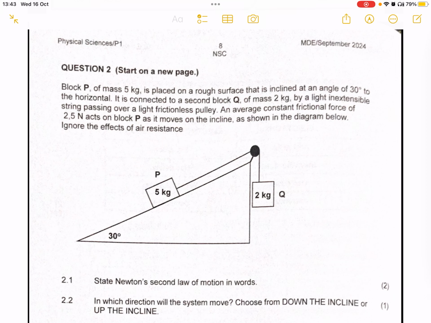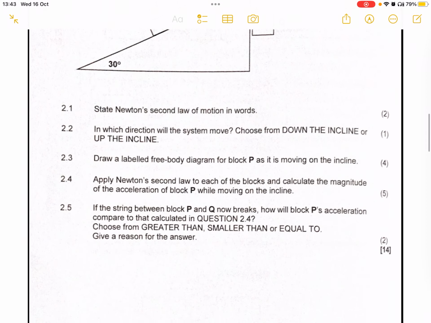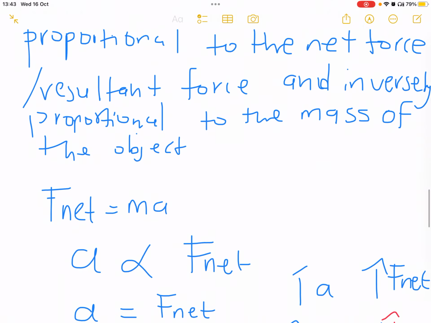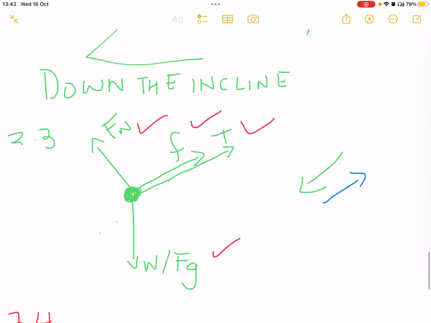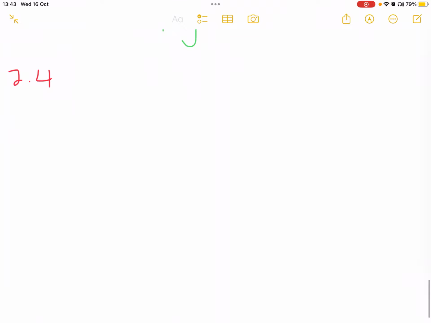in the diagram below. So there is nothing being said about constant velocity, so we can't just assume acceleration is 0 or acceleration is 9.8. Nothing is being said. So we don't know the acceleration. That is why the question is also asking us about acceleration to be calculated. And it says we need to focus on what? Block P and apply Newton's second law.